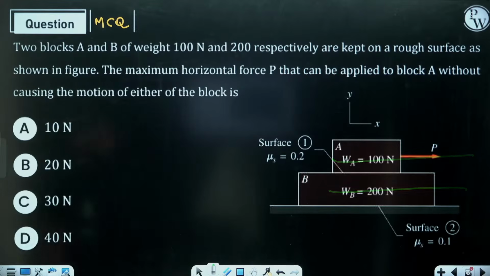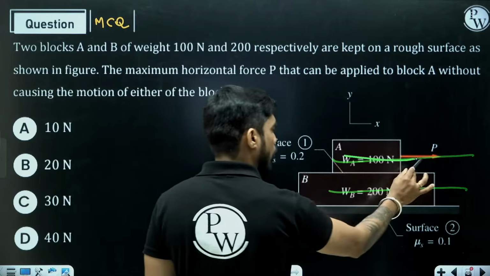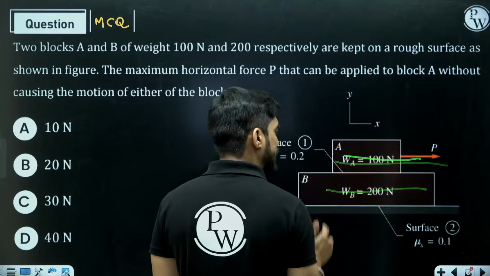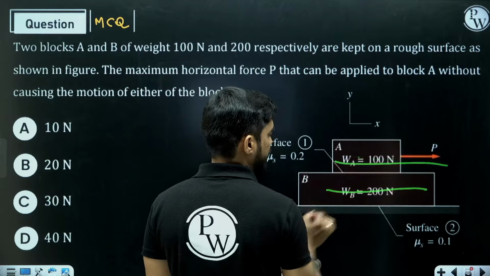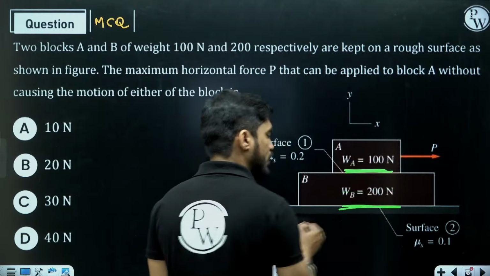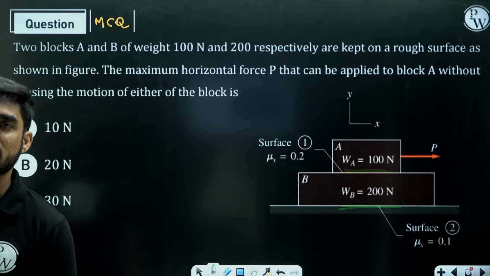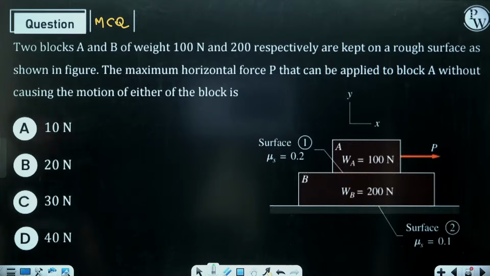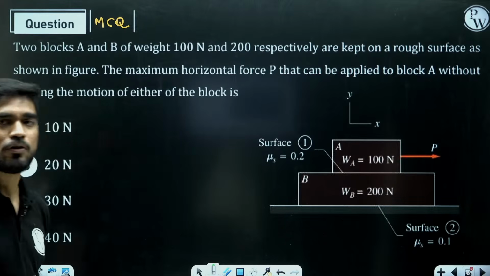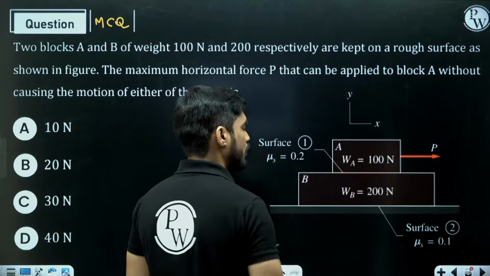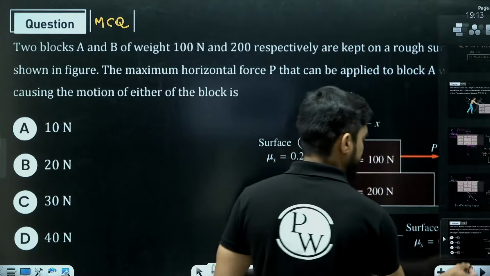So whether block A will move alone or block A and B will move together, that depends upon whether the friction force at surface number 1 is more or friction force on surface number 2 is more. Now do you know right now what is the friction force on surface number 1 and friction force on surface number 2? No, you don't know. So what you are going to do is, you are going to assume there will be two cases.